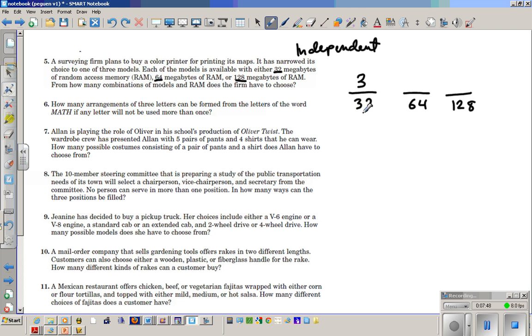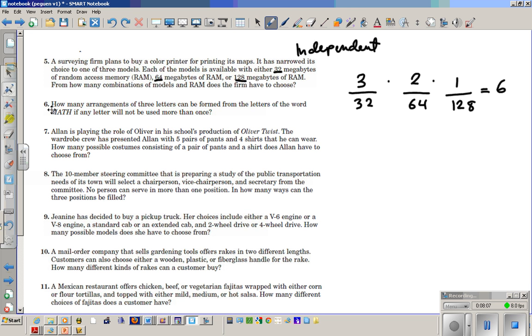Out of the first 3, you have 3 choices. After 1 is selected, he has now 2 more choices to make for the next set, and then 1 choice for the last one. And then when you multiply everything, 3 times 2 times 1, we're going to have 6.